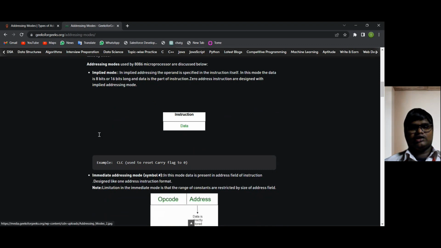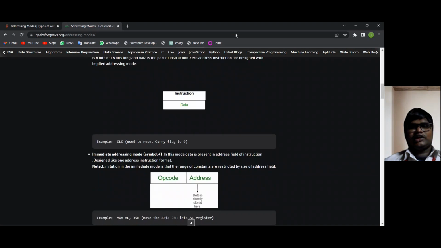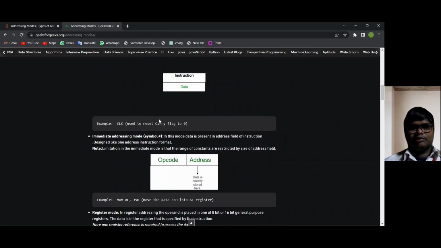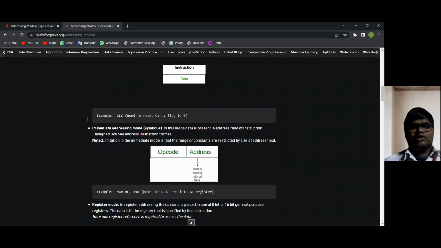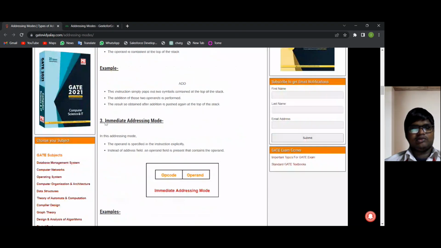Here we can see the instruction and data. In this mode, the operand is present in the address field of the instruction, like in a one address instruction format. Note the limitation in this mode: the range of constants is restricted by the size of the addressing field. So let us see the immediate addressing mode.